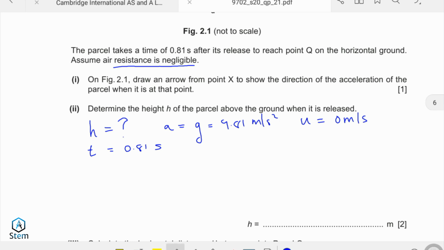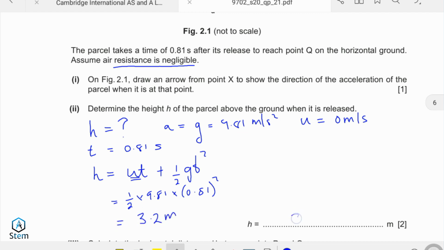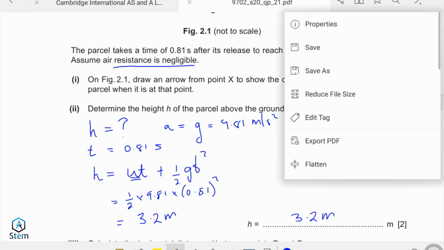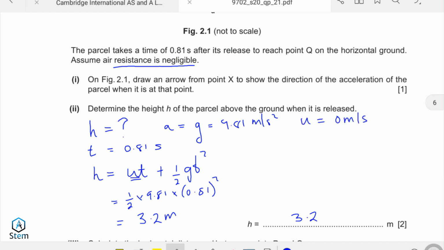So this is the data that we have, and the most appropriate equation to use here would be h is equal to ut plus 1 over 2 gt squared. Sure, you are familiar with this equation. Let's substitute the values. This one is going to resolve to 0 because the initial velocity is 0. And if we put 1 over 2 times 9.81 times 0.81 squared, if we punch those values in our calculators, we should get 3.2 meters. So we have 3.2 meters there. Well, there's no need for me to include the m there because it's already given.